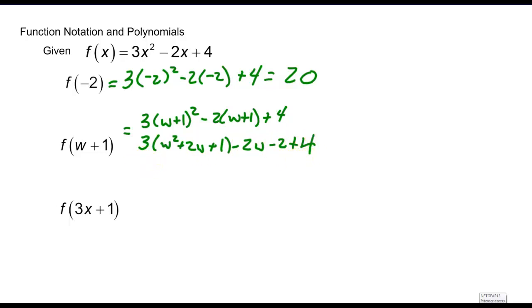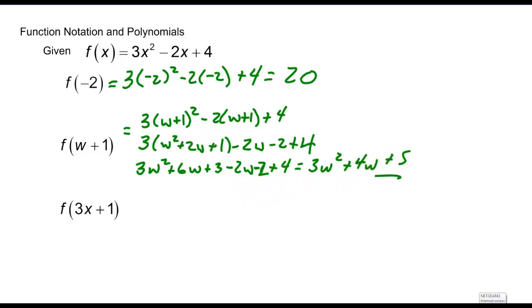Multiply through, I get 3w squared plus 6w plus 3 minus 2w minus 2 plus 4. Combine like terms, 3w squared, there's a 6 minus 2, which is 4w. Then I have 7 minus 2 is 5. And that's my simplified solution.